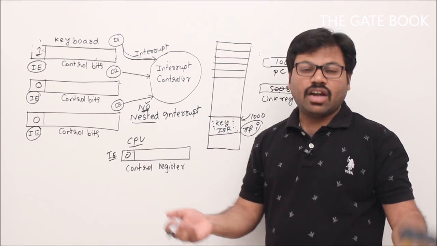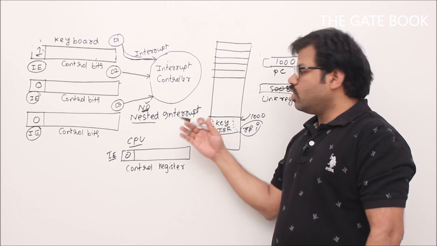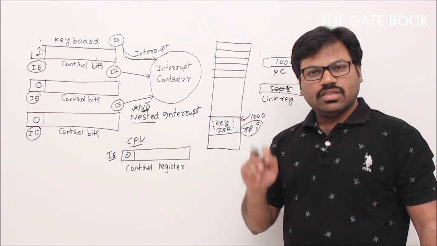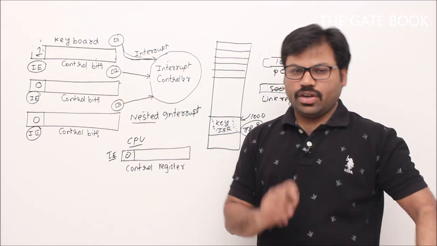Then other interrupts cannot be possible while you are executing your interrupt service routine. In that way, we can implement this kind of model. Sir, but I want nested interrupts, sir. If you want nested interrupts, I will tell you what we can do.